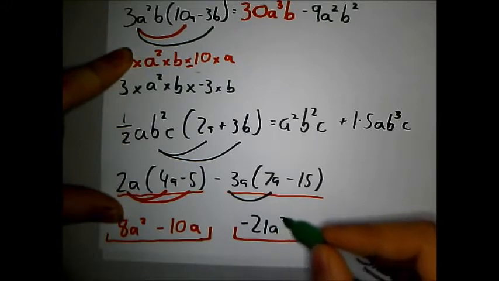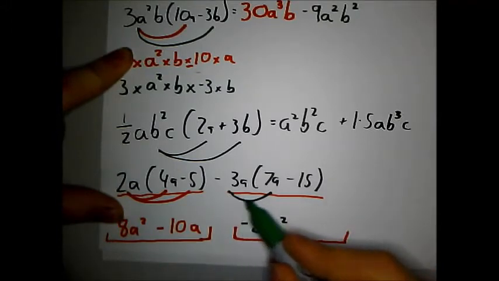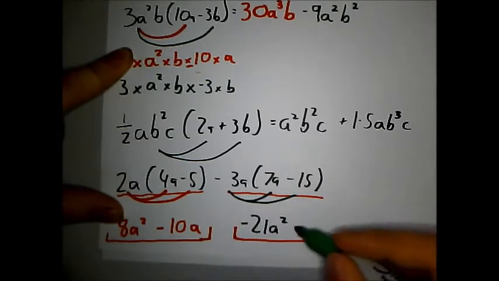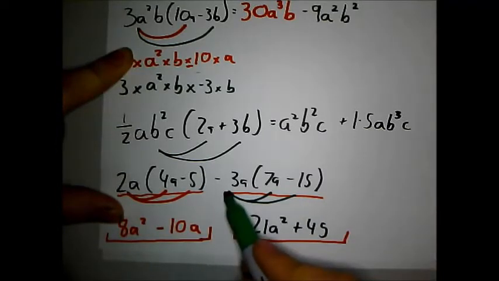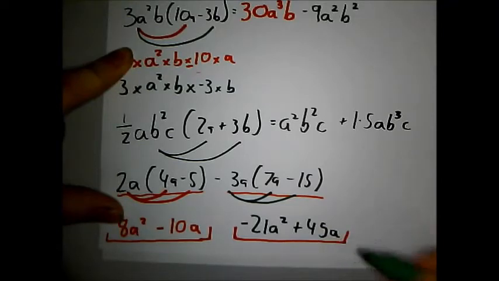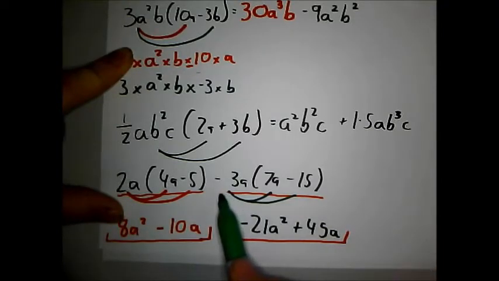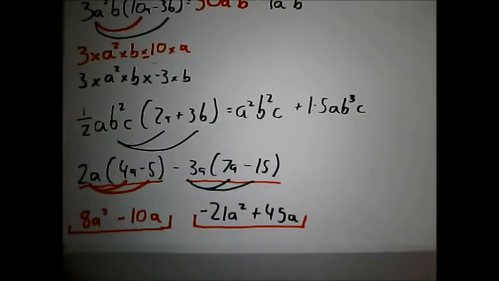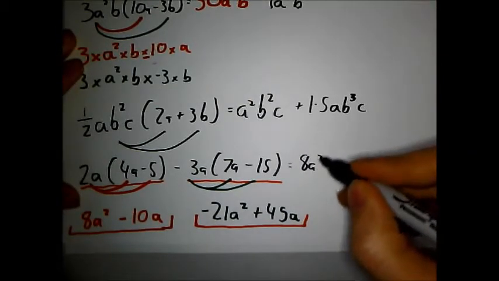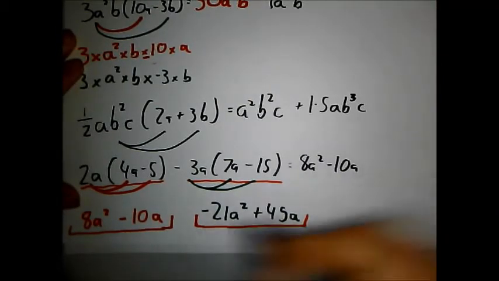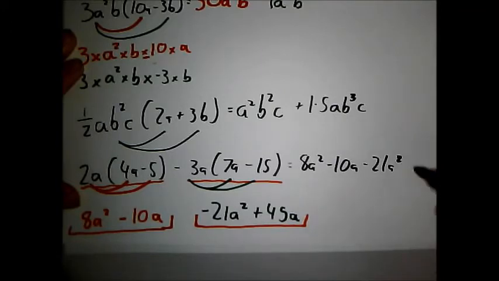And negative 3a lots of negative 15 is positive 45a, sorry, beg your pardon. Because negative 3a multiplied by negative 15 will give you positive 45a. Okay, and if you want to, you can write that a bit more carefully up here now. So 8a squared minus 10a minus 21a squared plus 45a. Okay, and that's the first set of questions done.